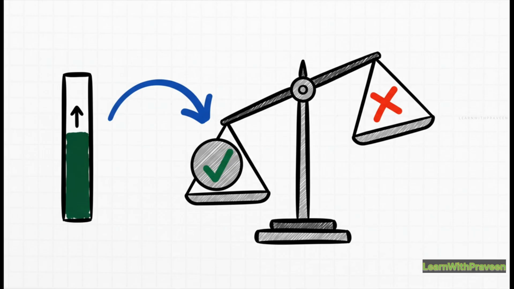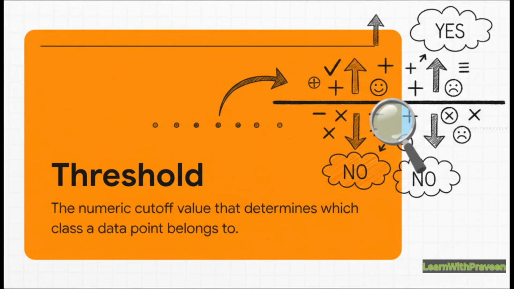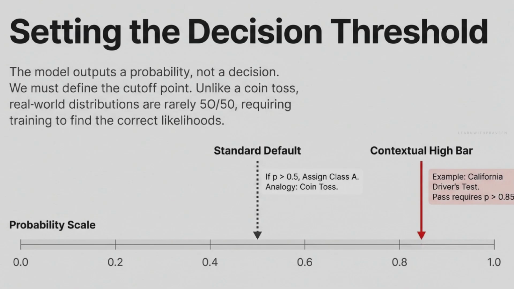But a probability, that's not a final answer, is it? We need a rule, a hard and fast rule to make the final call. That 85% is just a number. It has to be translated into an actual action, like, okay, move this email to the spam folder. And that rule, it has a name. We call it a threshold. It's a super simple but incredibly powerful idea. It's just a cutoff point. A really common one is 0.5, 50%.